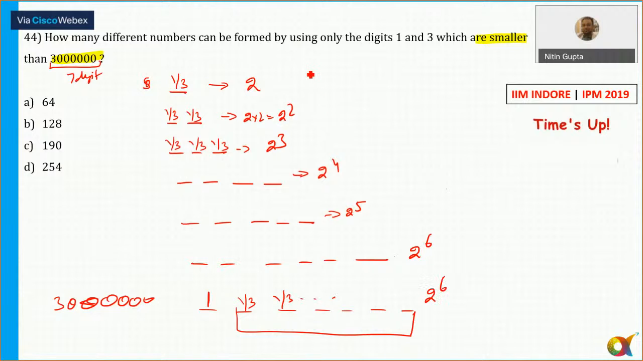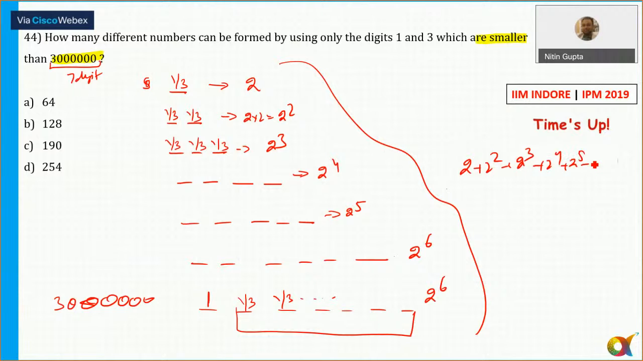So now add all of them. 2 plus 2 square plus 2 raised to 4, up to 2 raised to power 6. So it will come out to be, the answer is option number C, which is 190. A very smart question. I know why most of you have got option A, 64, because you assume that it has to be exactly a 7 digit number. No, not necessarily. It is smaller than this, so it can be anything.